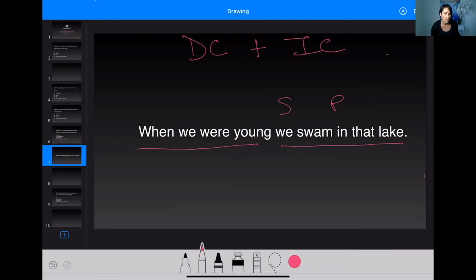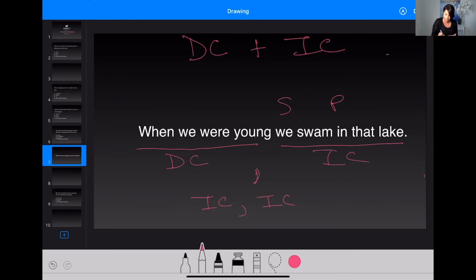Cliffhanger. Yeah, what about it, when you were young? You have to have "we swam in the lake." When we were young is dependent on this independent clause. When you have that, you need a comma. A comma will separate a dependent and an independent clause. It will not separate an independent clause and another independent clause.